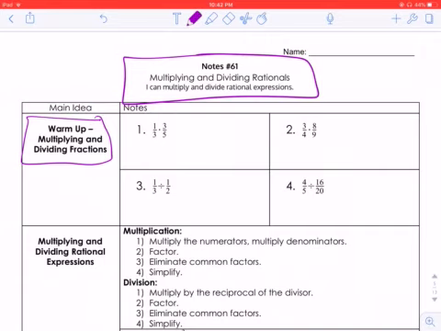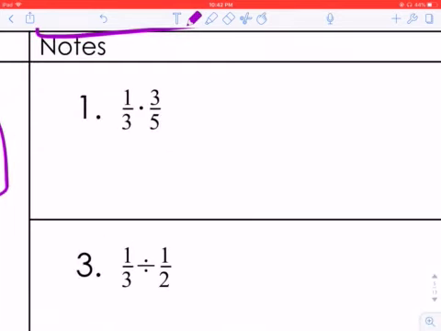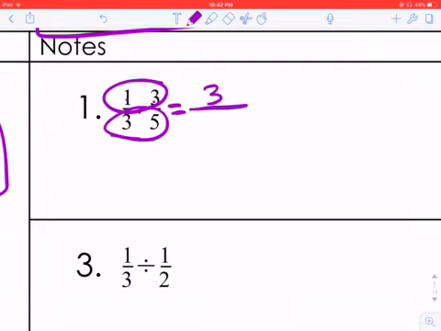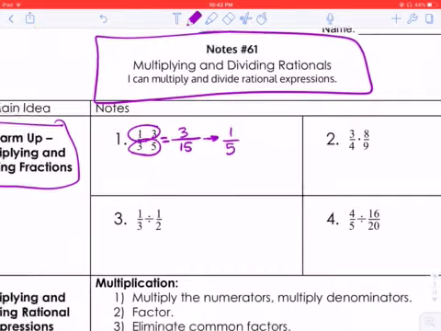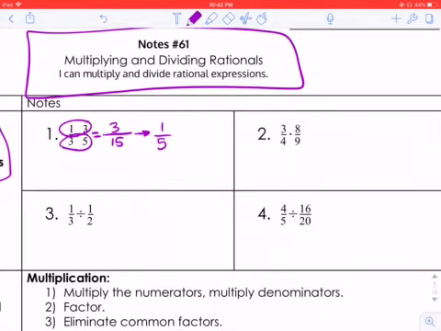If you haven't already, we remember that when we're multiplying fractions, we just multiply the top ones, 1 times 3, just 3, over the bottom ones, 3 times 5 would be 15. And then we can simplify this into 1 over 5. So just multiply straight across. Go ahead and do the same for this one, and then go ahead and simplify.